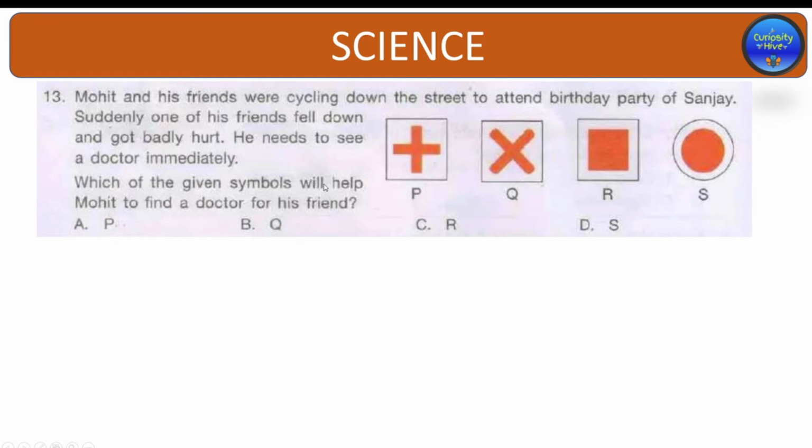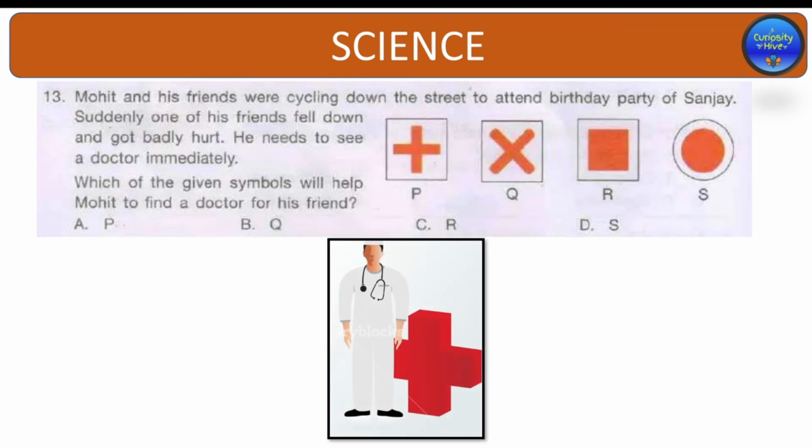Which of the given symbols will help Mohit to find the doctor for his friend? We don't need much explanation. It is the plus sign which indicates the doctor. Hence the answer is option A, which is P.